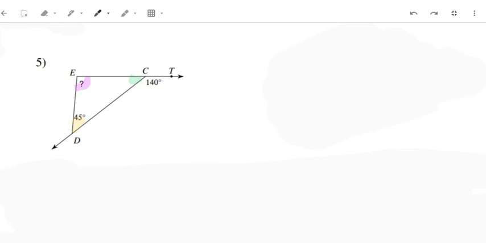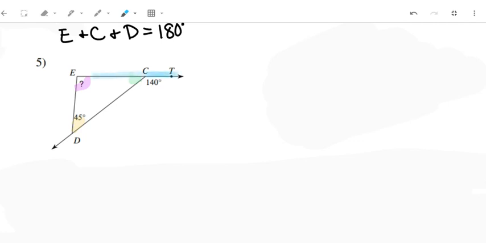We know that angles E, C, and D add up to 180 degrees. But right now we're missing angle E on the inside triangle. Think about how knowing that exterior angle, how does the 140 in this picture help us? Why would they give us that measurement?